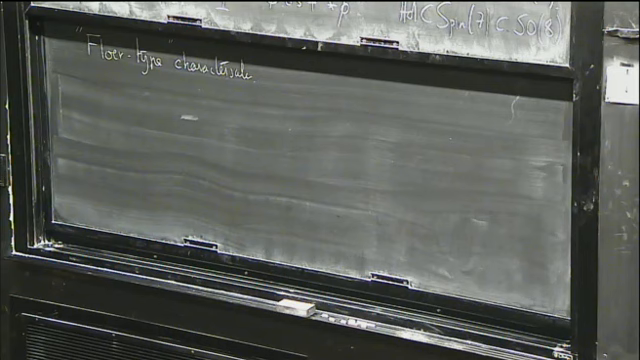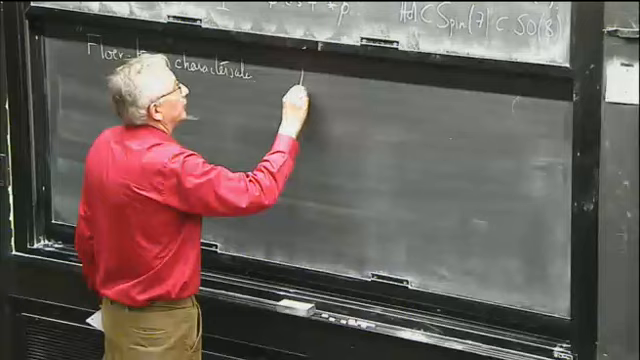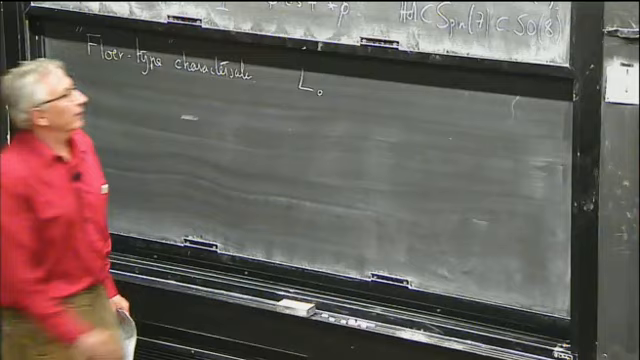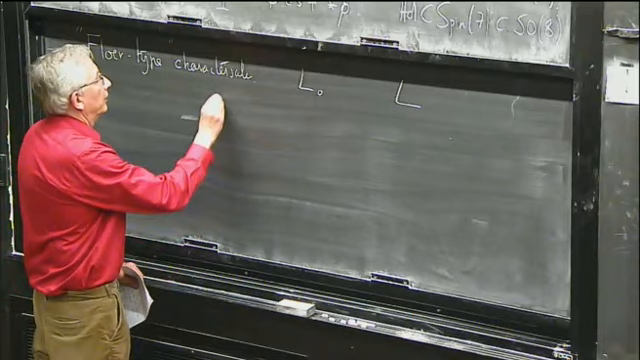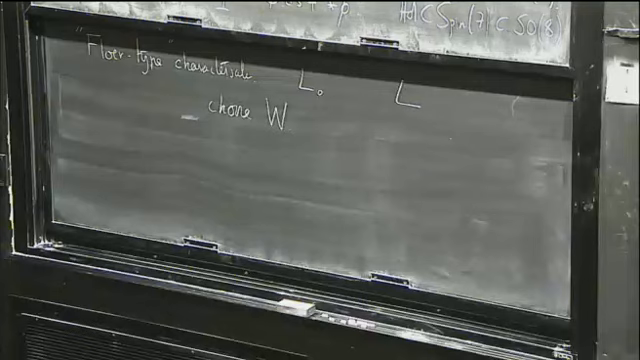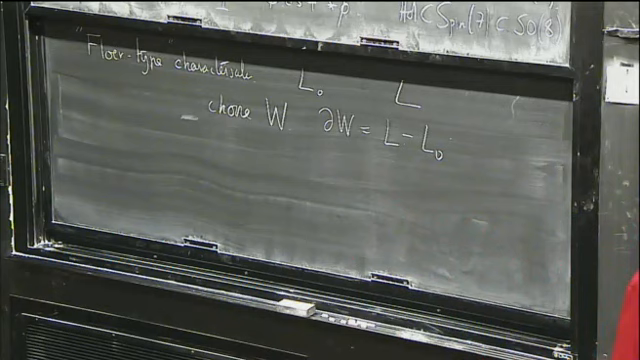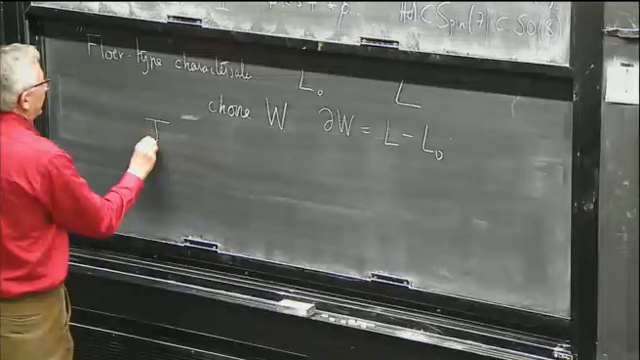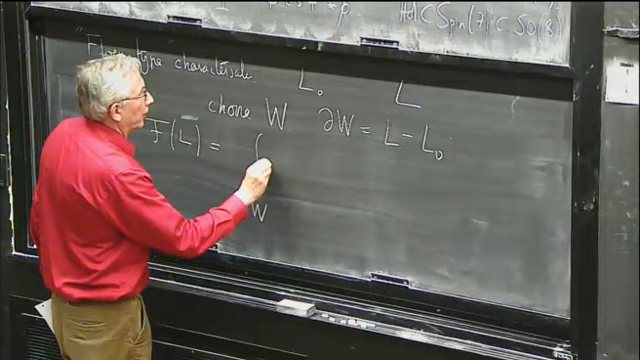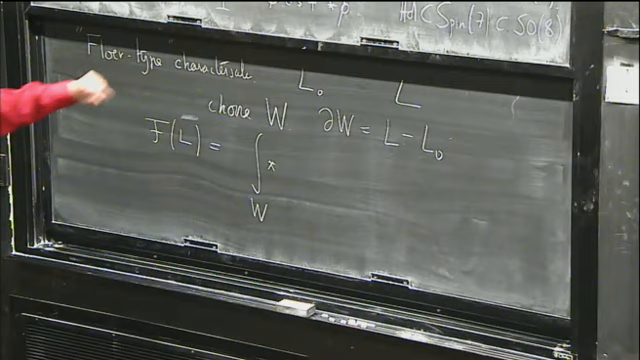So if we choose some reference submanifold L₀, and then we look at any other submanifold L, what we do is we choose a four-dimensional submanifold, or chain, W, with boundary L minus L₀. So we're working inside a given homology class of submanifolds in our manifold. And then we define our functional, the value of F on L is equal to the integral over W of, so what can we do? If W is four-dimensional, we want to integrate a four-form. The four-form that we have around is star phi.